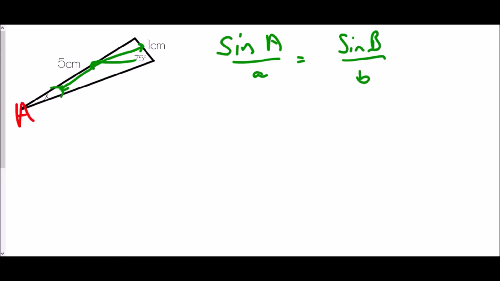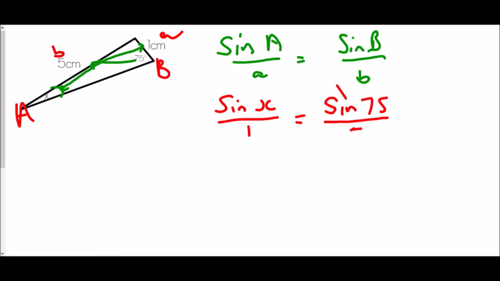Let's call X A, which makes the 1 centimetre little a. Let's call the 75 degrees B, and 5 centimetres little b. And so sine x over 1 equals sine 75 over 5. In this case, we want to isolate the sine x. So actually what we're going to do is nothing at all, because dividing by 1 just means as it is. So sine x equals sine 75 over 5.